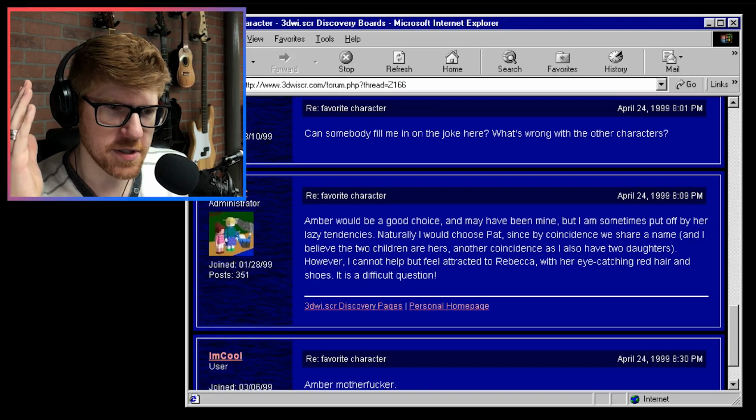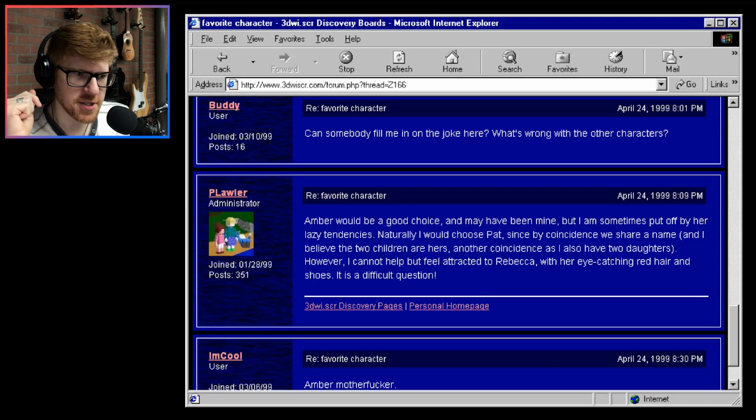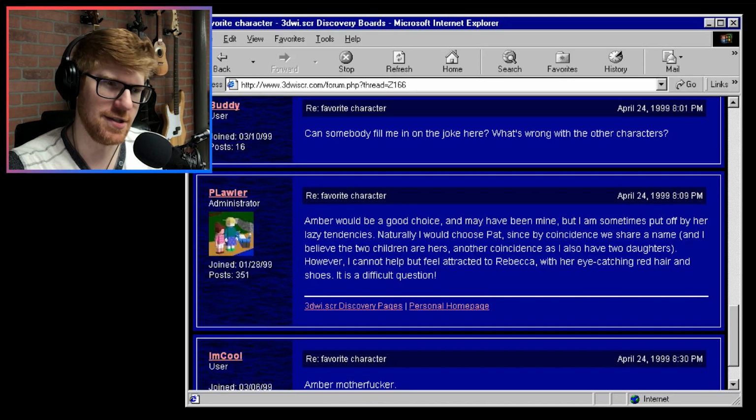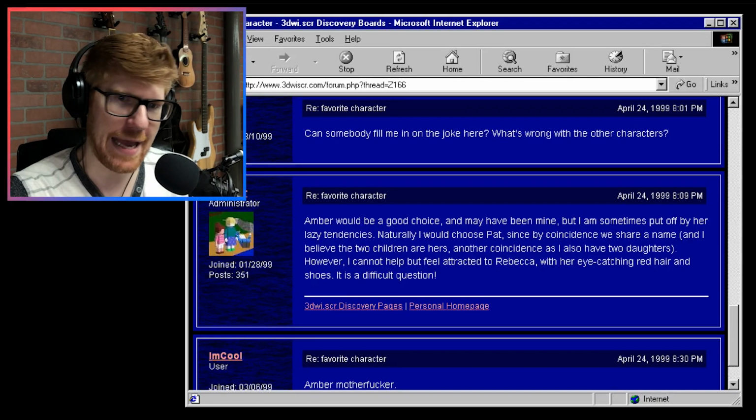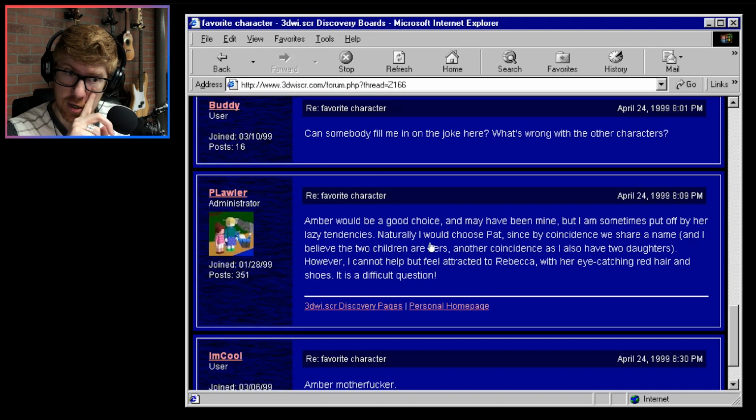What? Children? Another coincidence is I also have two daughters. We are learning a lot about Pat. However, I cannot help but feel attracted to Rebecca with her eye-catching red hair and shoes. It is a difficult question. I don't think you should be attracted to these polygons, my guy, Pat. Also, Pat is a her, by the way.